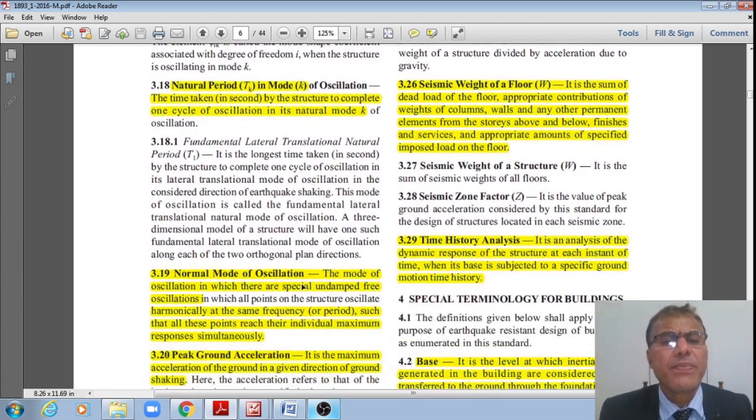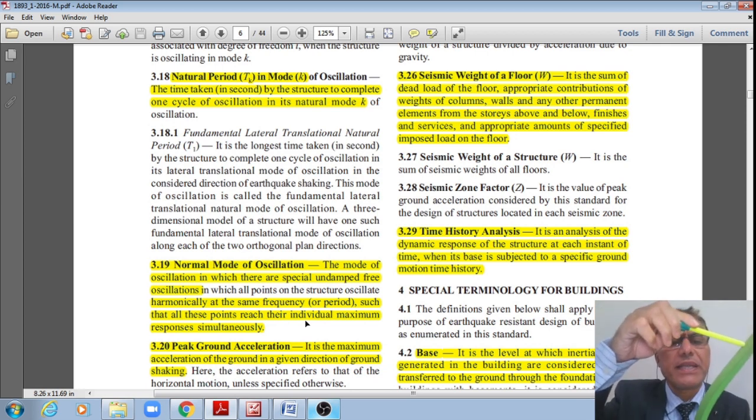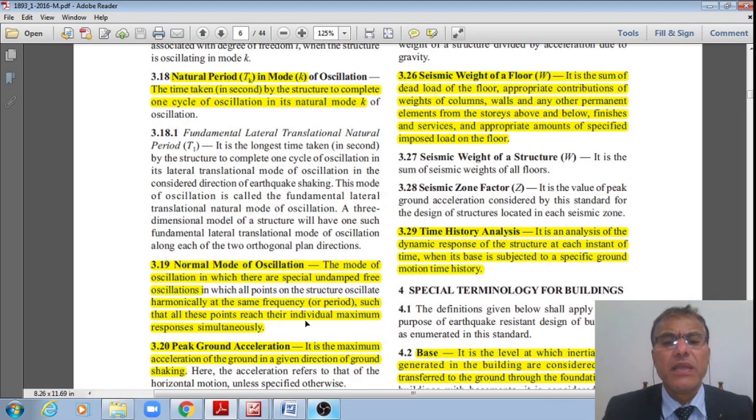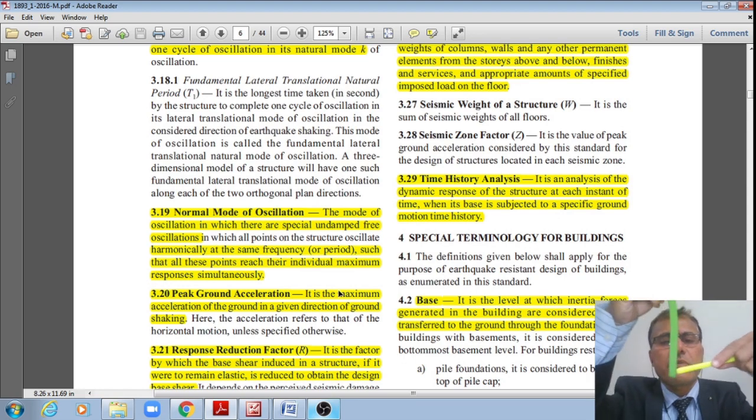Next one is the normal mode of oscillation, meaning the mode of oscillation in which there are special undamped free oscillations, in which all points on the structure oscillate harmonically at the same frequency or period, such that these points reach their individual maximum response simultaneously, like this. Peak ground acceleration is the maximum acceleration of the ground in a given direction of ground shaking.